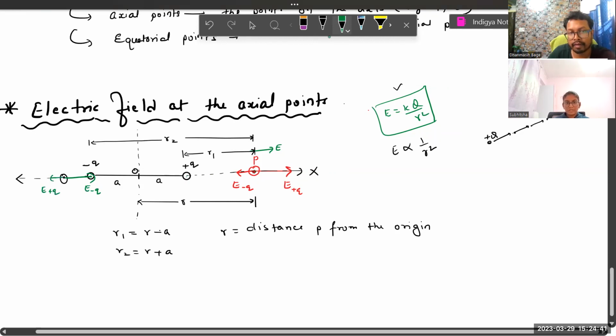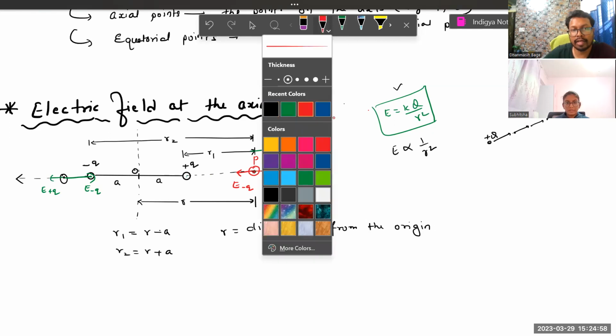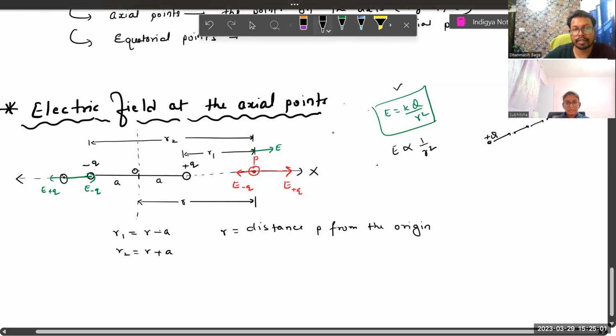Now you got the point here. This point is closer to plus Q. That's why E plus Q is greater. You understood this point, right? This thing? Okay. So now let's just try to calculate these points.